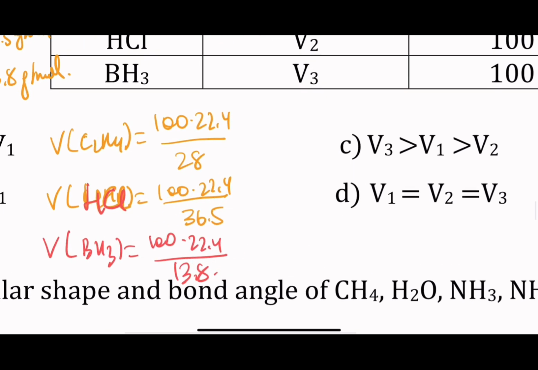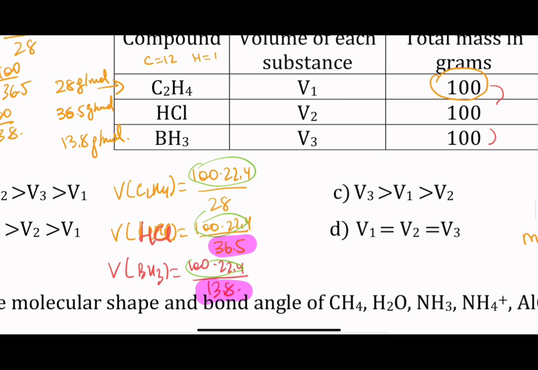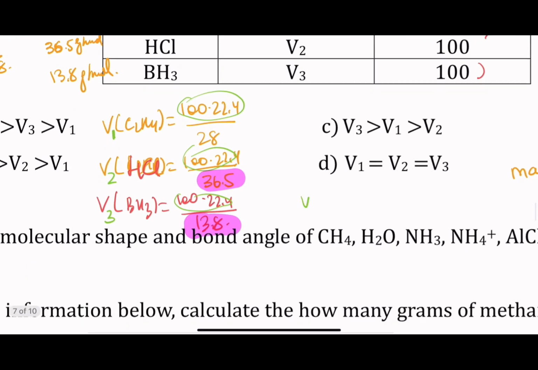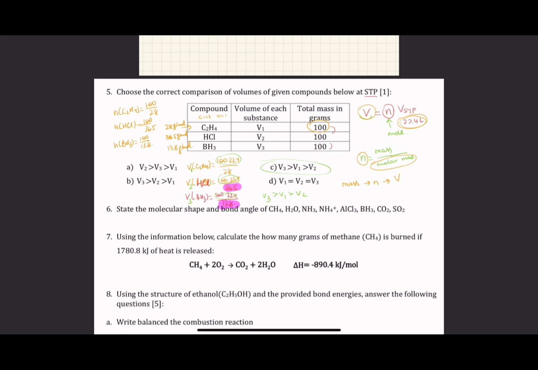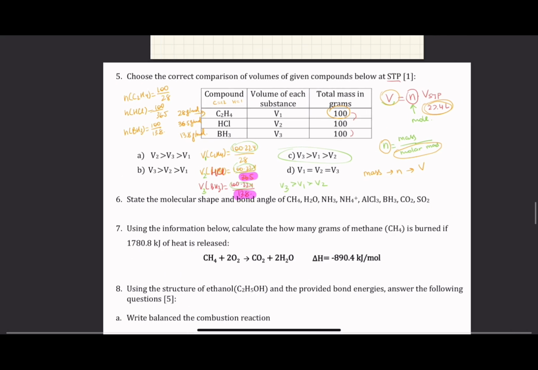Now from the math, as you see, all the tops are the same, so we need to look at the denominator. The denominator with the lowest value will give the biggest volume, but the highest number will give the smallest one. So we know that this is V1, this is V2, and V3. So V3 will be the biggest, and then we'll have V1, and then V2. Okay, so that is that.